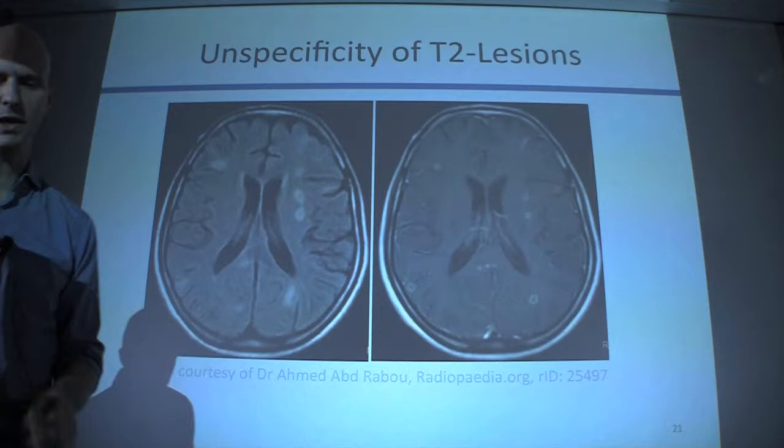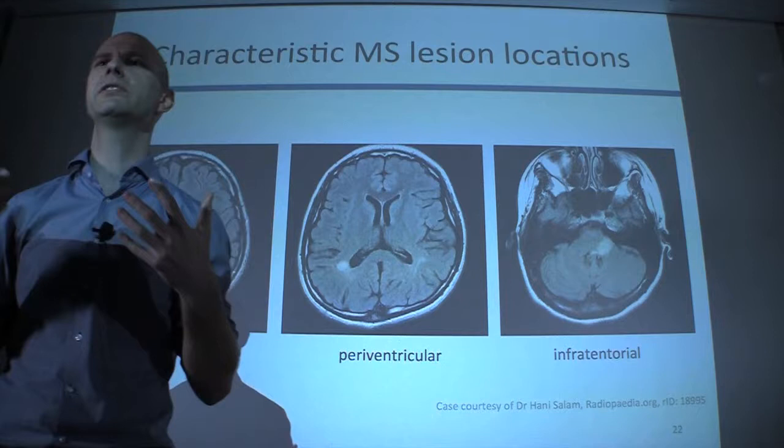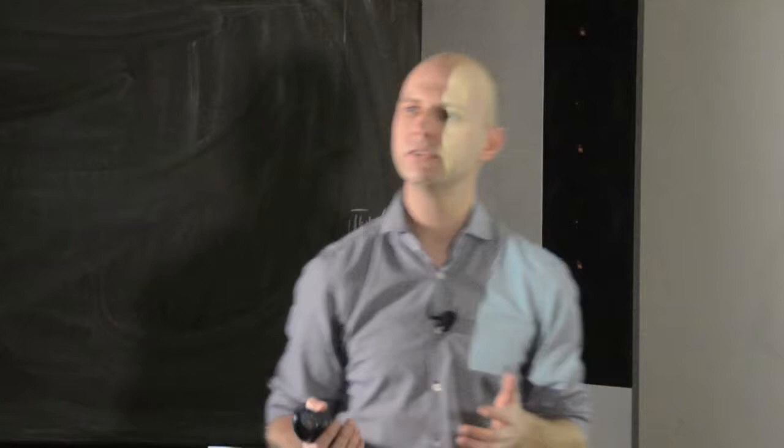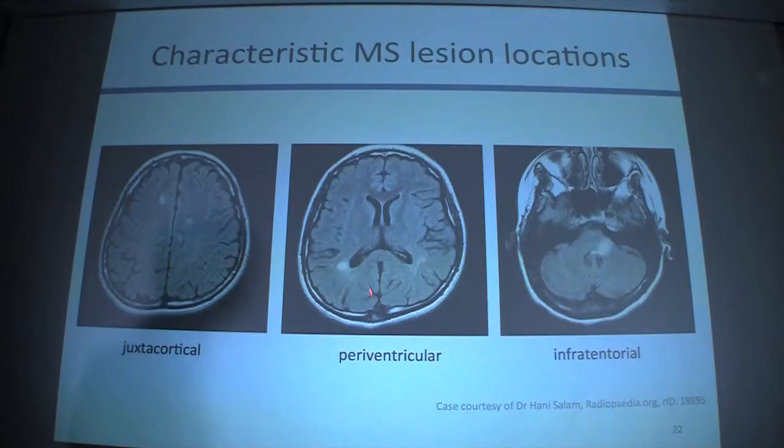And so what makes the lesions of MS somewhat characteristic is not their T2 hyperintensity, it's where they actually are. So we have to see, where is my lesion? Does it touch the cortex? Here, this lesion is touching the cortex, that's why we call it a juxtacortical lesion. So it's really right beside the cortex. There can also be cortical lesions that are much harder to see, though, because the gray matter of the cortex is hyperintense itself already. And then you have periventricular lesions, which is self-explanatory, and then you have the infratentorial lesions.